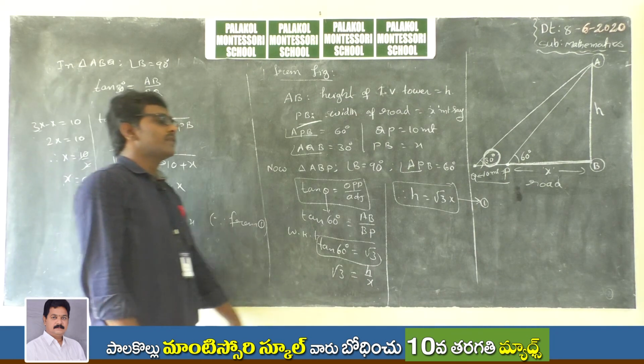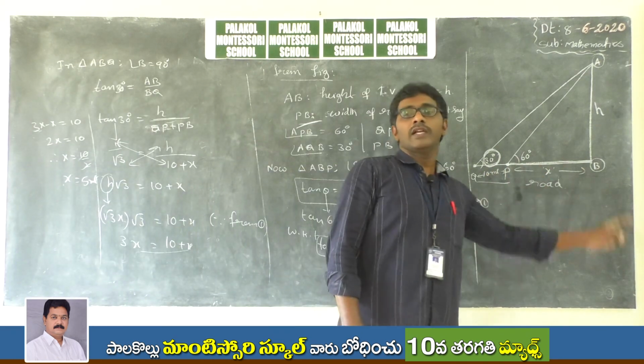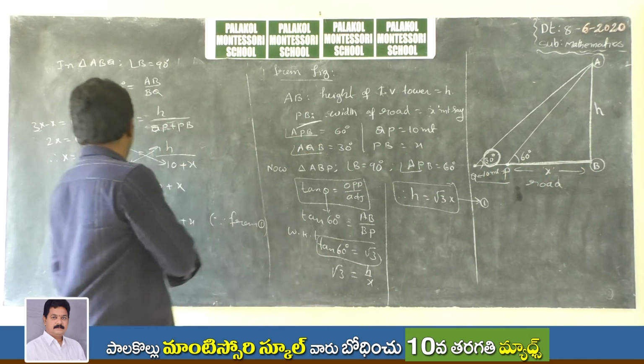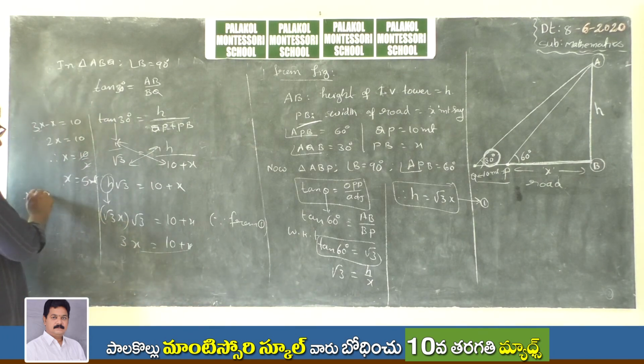What is the meaning of the 5? It is the width of the road. Therefore, finally, I write here: width of the road, x is equal to 5 meters.